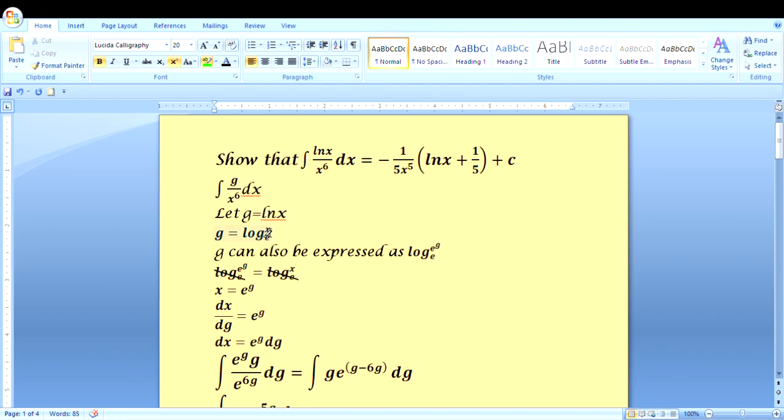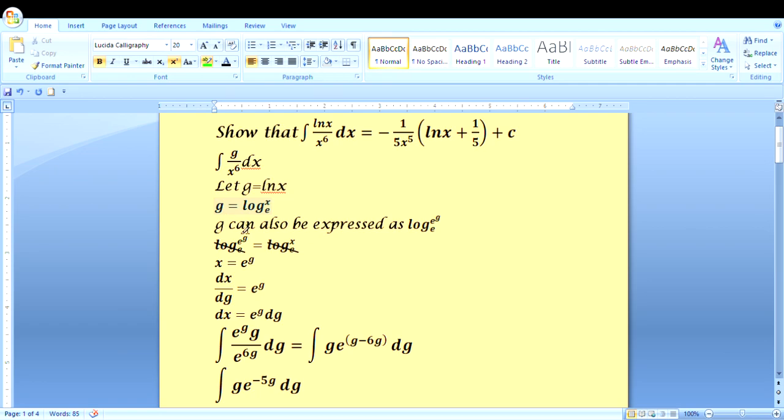By so doing, ln x is the same thing as log x to base e. And the g here, since this is log x to base e, we can also express it so that it will become log exponential g to base e. Well, if you cancel out log to base e, x is equal to exponential g. So it means I'm just trying to find an expression for x. So x here is exponential g.